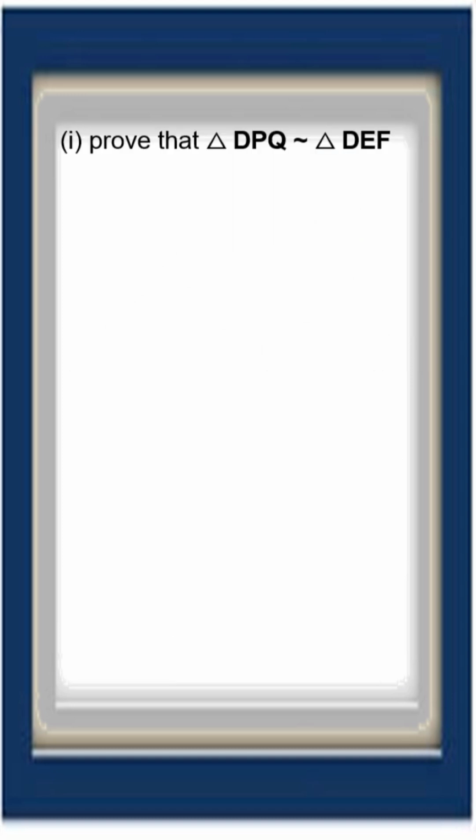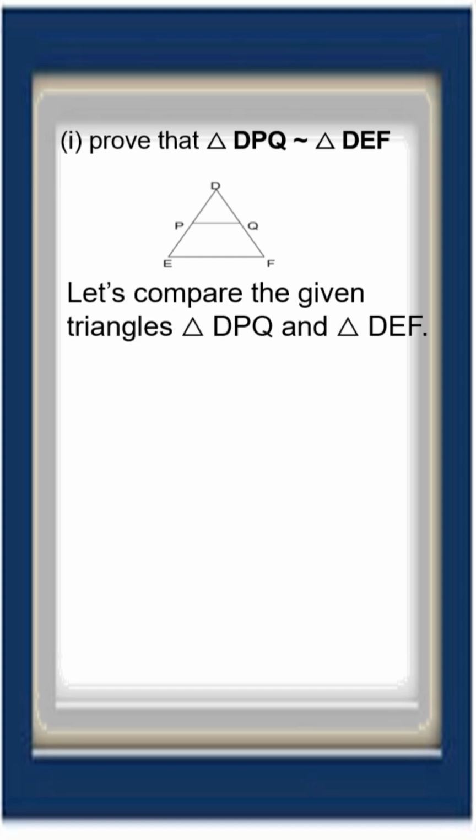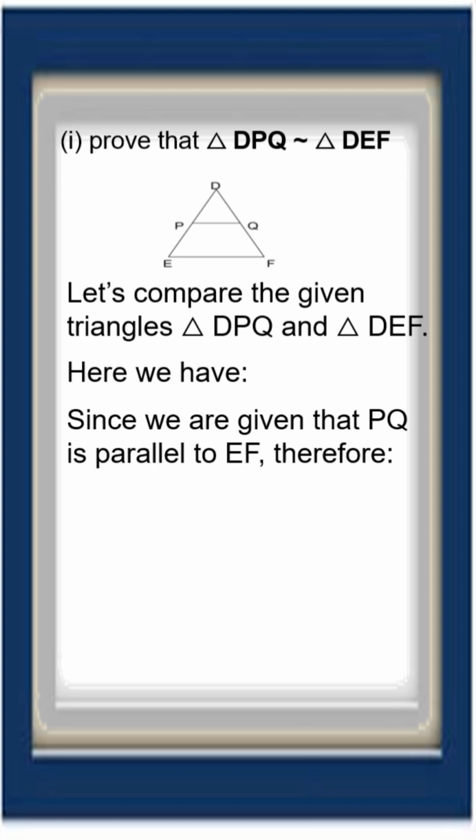Now let us solve the first one. Prove that triangle DPQ is similar to triangle DEF. Let us have the figure. Let us compare the given triangles, triangle DPQ and triangle DEF. Here we have PQ parallel to EF. So what happens? Corresponding angles are equal, isn't it?